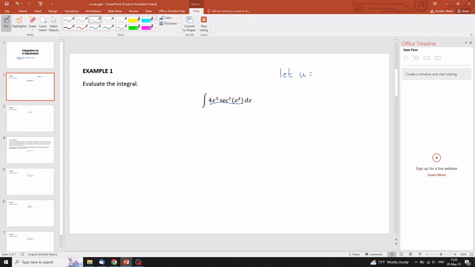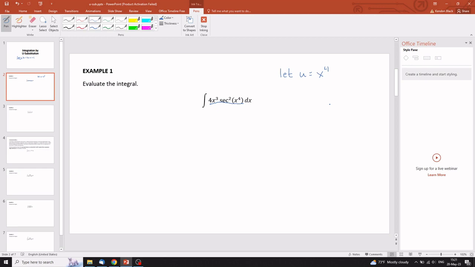As we go along, we're going to get into more detail about how to choose the correct u. But for this first example, just to keep it simple, I'm just going to tell you that we're going to let u equal x to the fourth. Okay, so that's step one, assuming we assign the correct expression to our u.